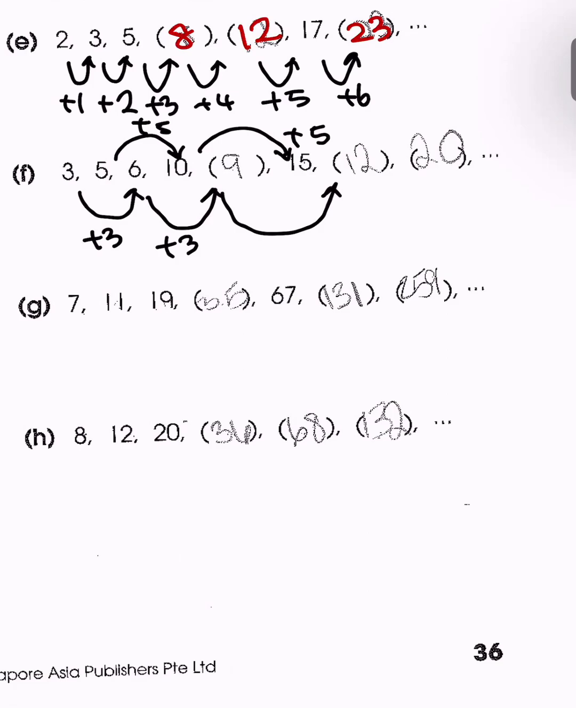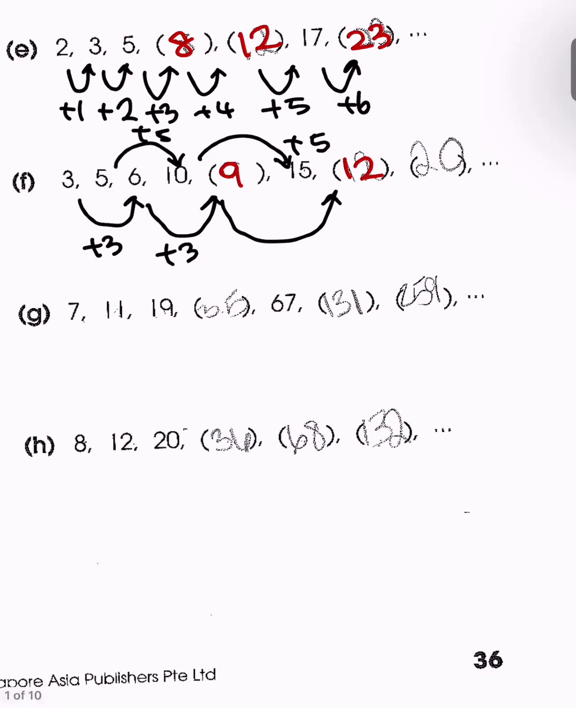So for the odd terms, we have 3, 6, 9, then 12. And for the even terms, we're going to skip count by 5, so it's going to be 5, 10, 15, and 20.